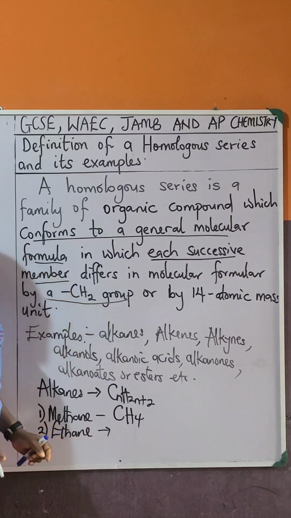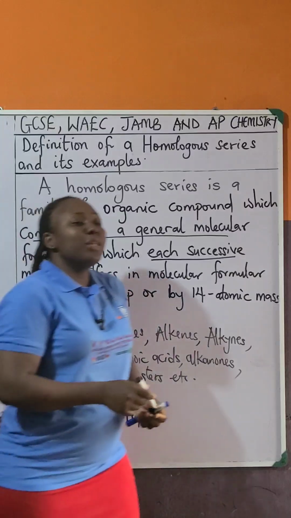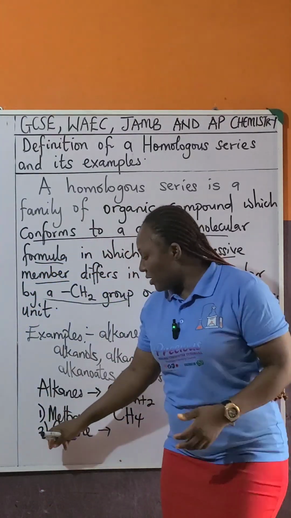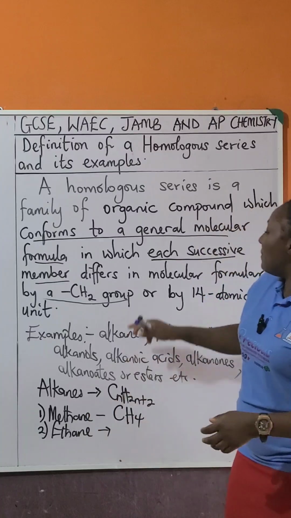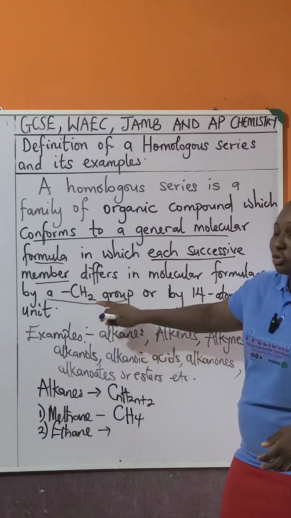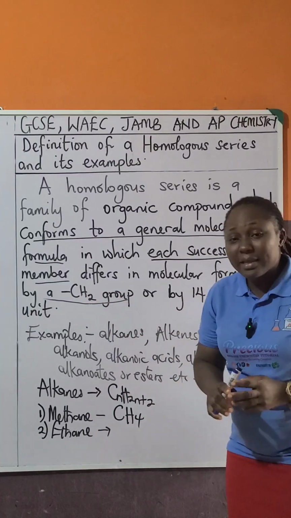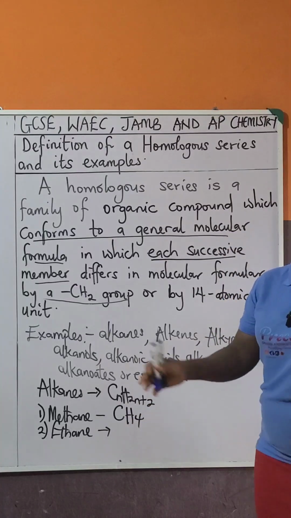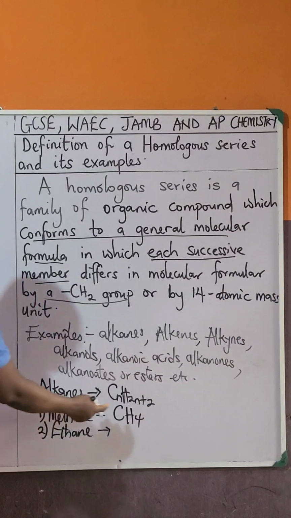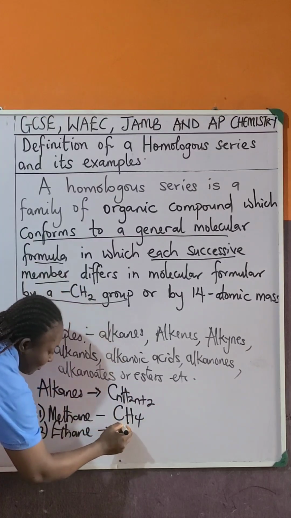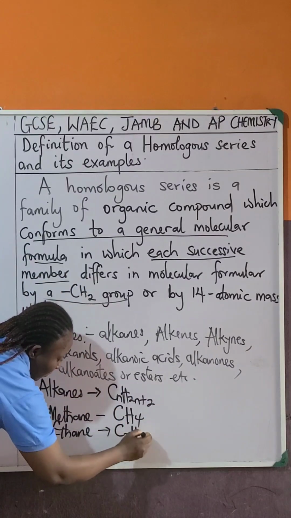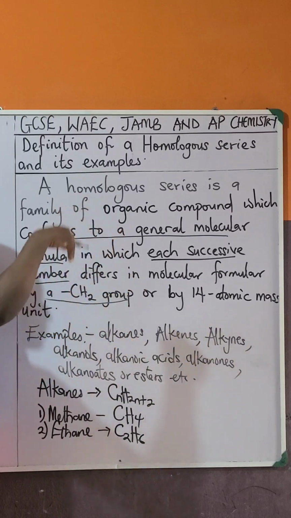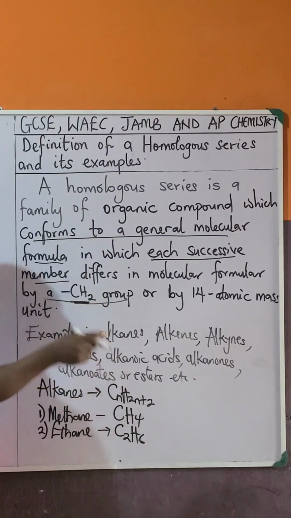Now, ethane, it means that ethane will differ from methane. The second member will differ from the first member by a CH2 group. So the only thing I will do is just to add CH2 to CH4, and I'll get the second member. So if I add CH2 to CH4, I will have C2H6. Did you see? Each member differs from the other by the CH2 group.